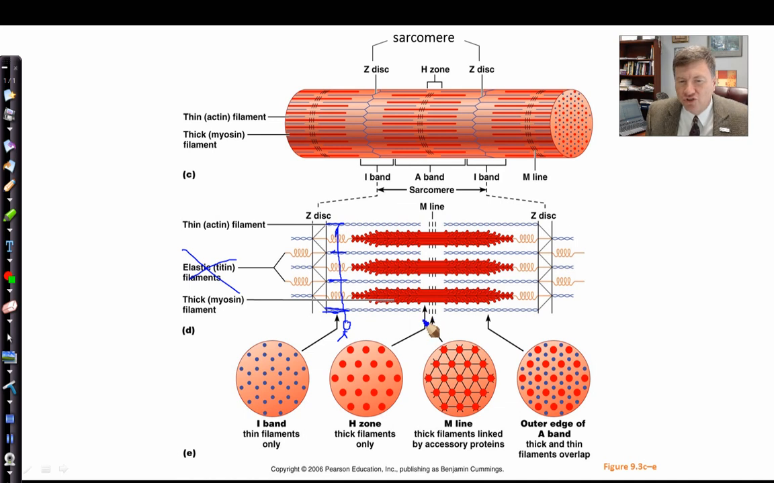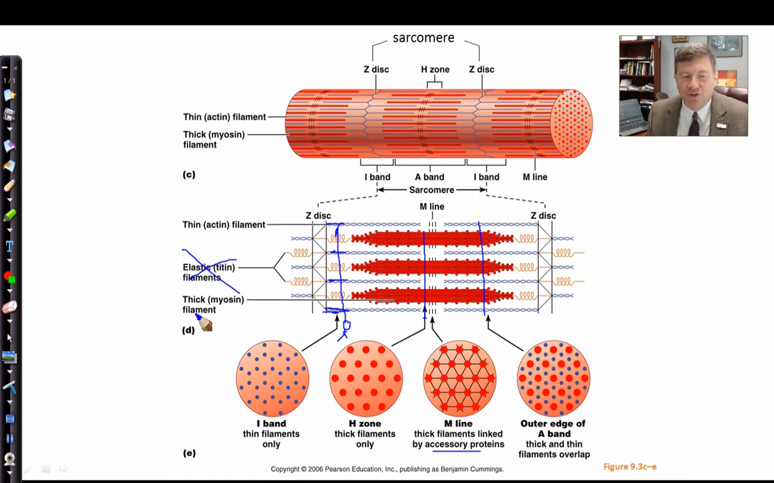If I were to look just right here, I'm only going to see the thick ones. If I were to look right here, I'm only going to see thick filaments, which is why I get that view. If I were to look right here, you see accessory proteins. They're not really shown on this, but I'm going to see a little bit of a linkage. But if I were to look right here, I'm going to see dark and light, dark and light, dark and light, and I would get that overlapping region.